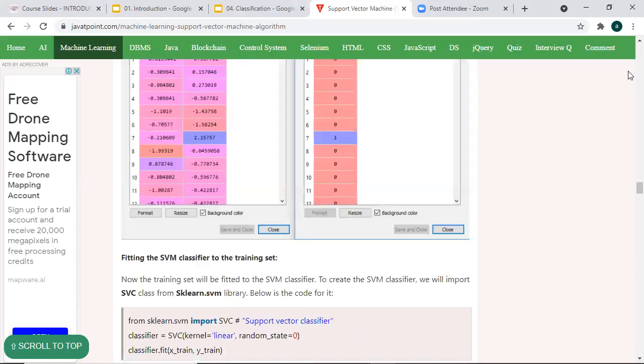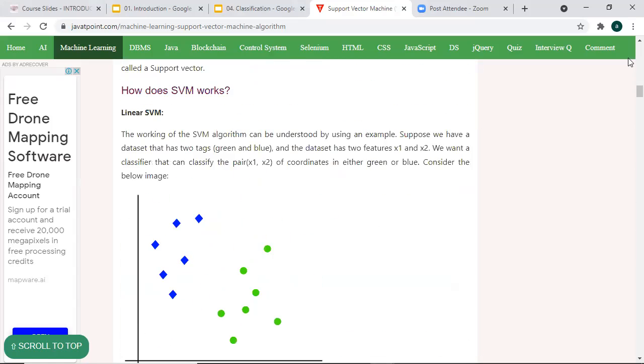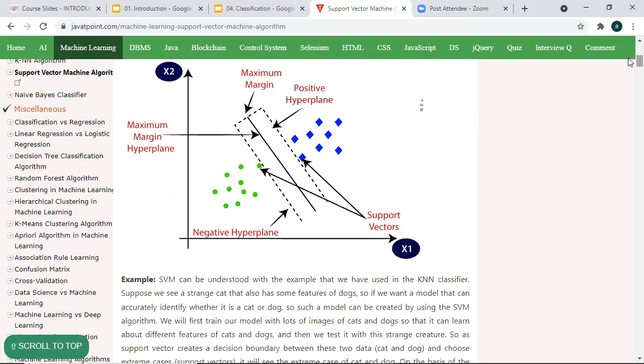So we are done with support vector machine. We have already completed the algorithm part, and one more algorithm is there, that is association rule mining, but that is completely mathematics. So I won't suggest you to focus on it right now because you will get confused there.